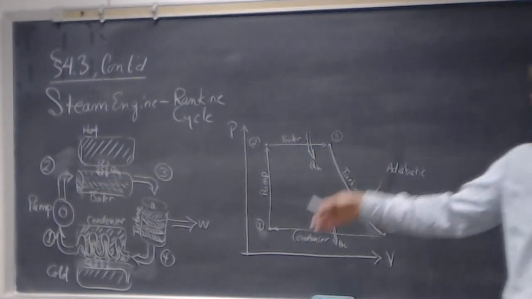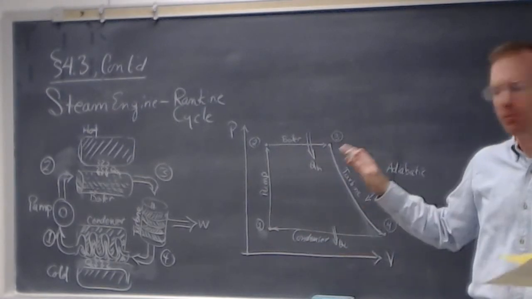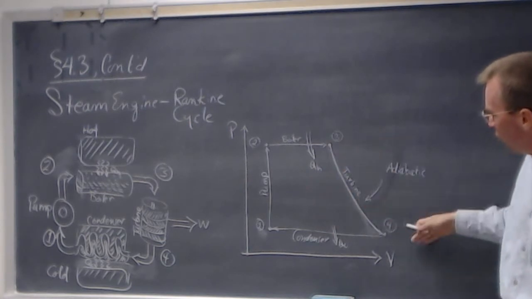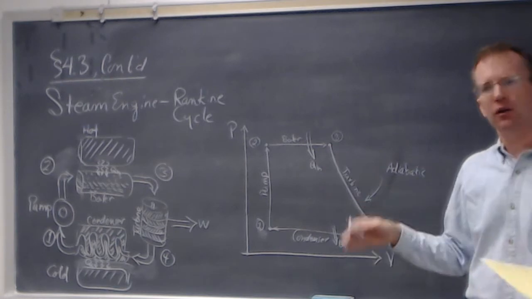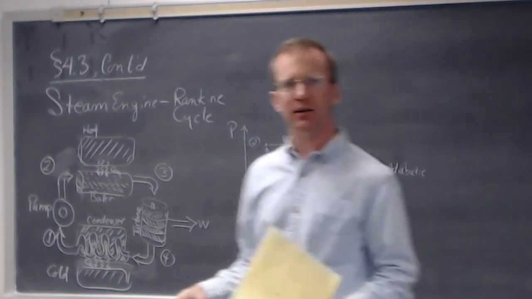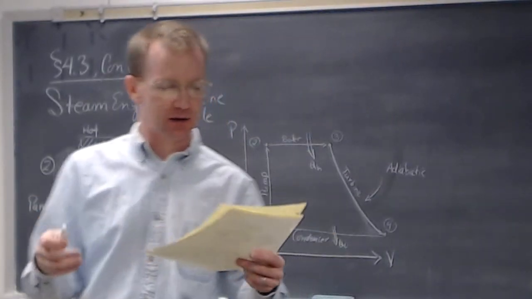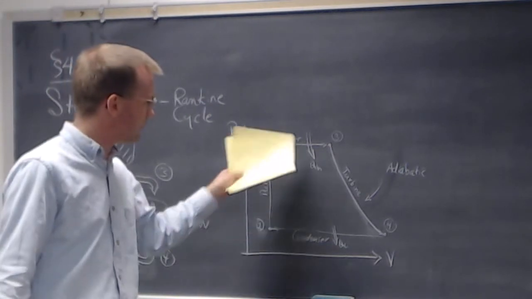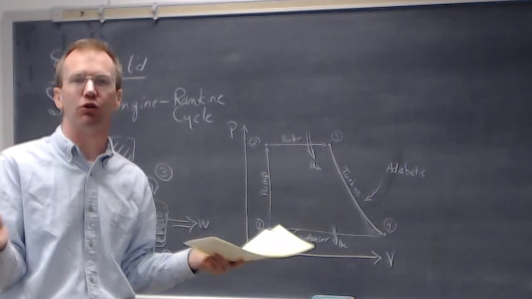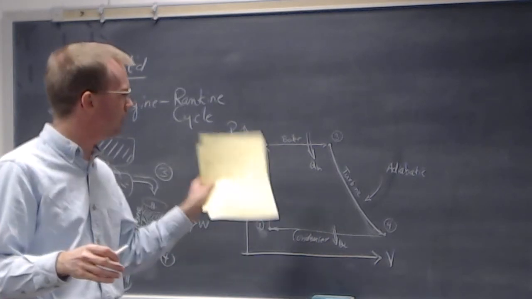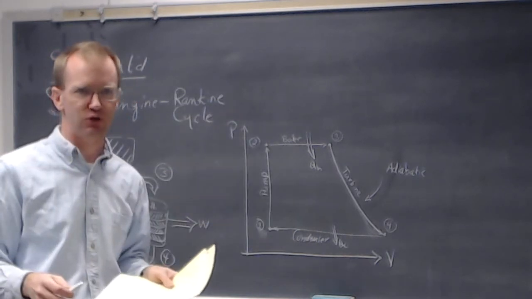Okay, simple enough, right? We can just take a PV diagram. We've got one curved part here, but all the others are straight lines. We can integrate, we can find our work done, the pressure, the heat flow here and here, and find the efficiency of it. This is going to be our goal, find the efficiency of such a steam engine.